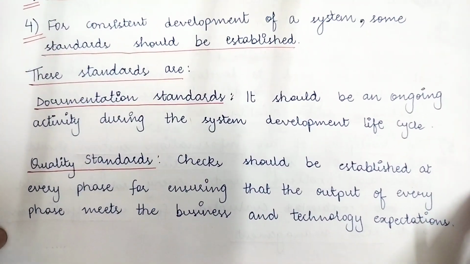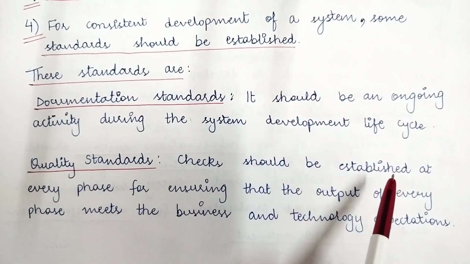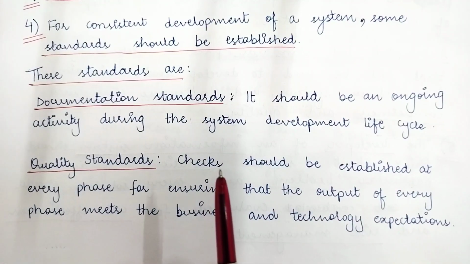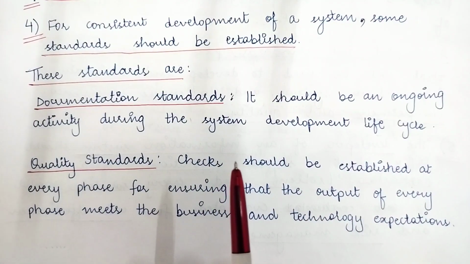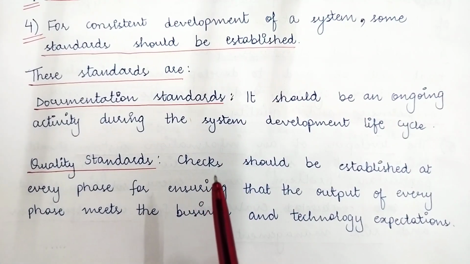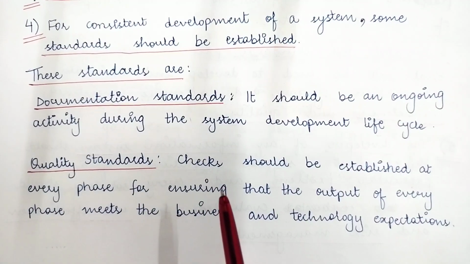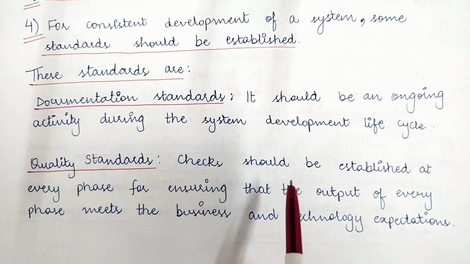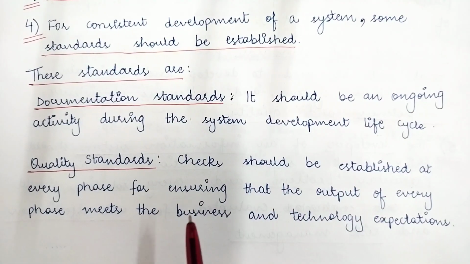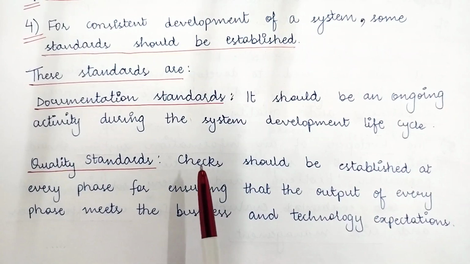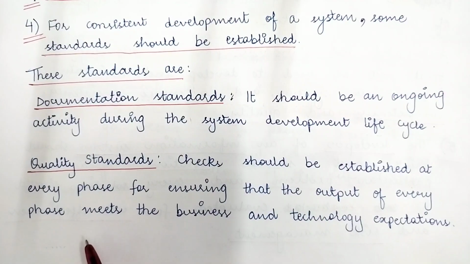Next is your quality standards. Checks should be established at every phase. See, software testing is one thing. That is when you finally develop the software and then you test it. But otherwise, apart from software testing, your quality checks or testing basically should be established at every phase. From the first phase till the 6th phase, at every phase you must do checks or testing, for ensuring that the output of every phase meets the business and technology expectations.